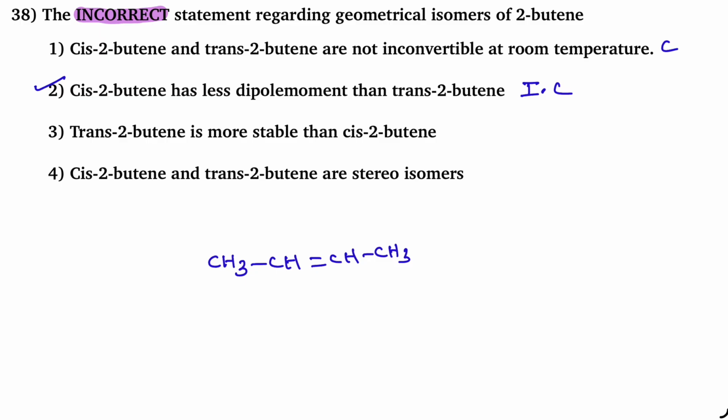Trans-2-butene is more stable than cis-2-butene. That is a correct statement. Cis-2-butene and trans-2-butene are stereoisomers. That is also a correct statement. But he is asking incorrect statement. So answer must be 2.